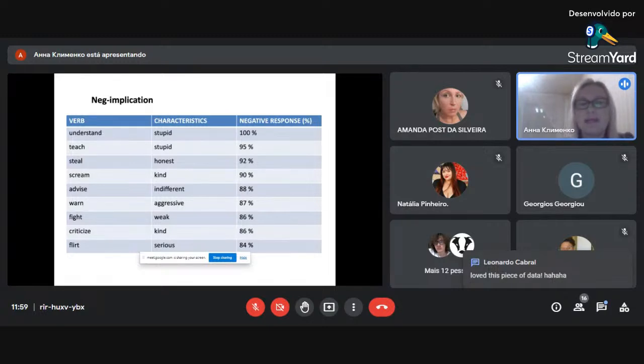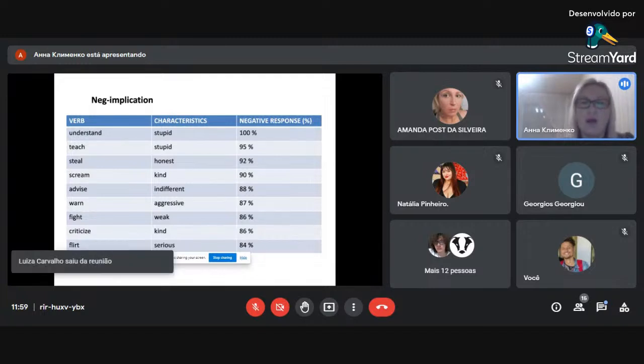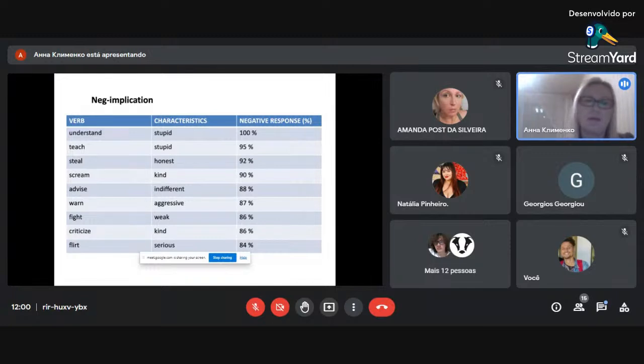For example, warn. In certain contexts, we could see the verb warn that described the person who is aggressive. We even have this collocation, to warn aggressively. However, we have the majority of negative answers. That means that the meaning of verb warn is not associated with the characteristics aggressive, while the meaning of verb criticize, for example, is also not associated with the characteristics of kind, while we know that we have such action schema as constructive critique.